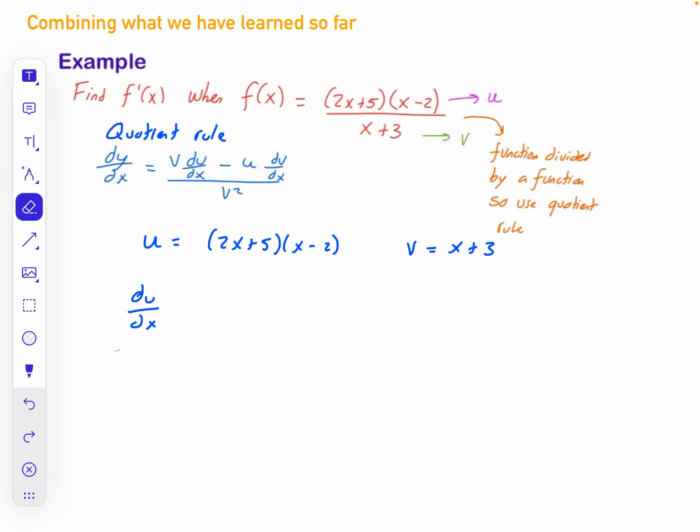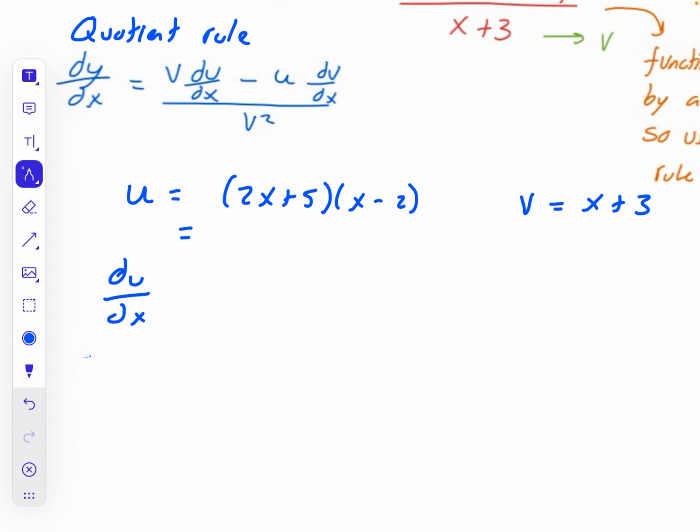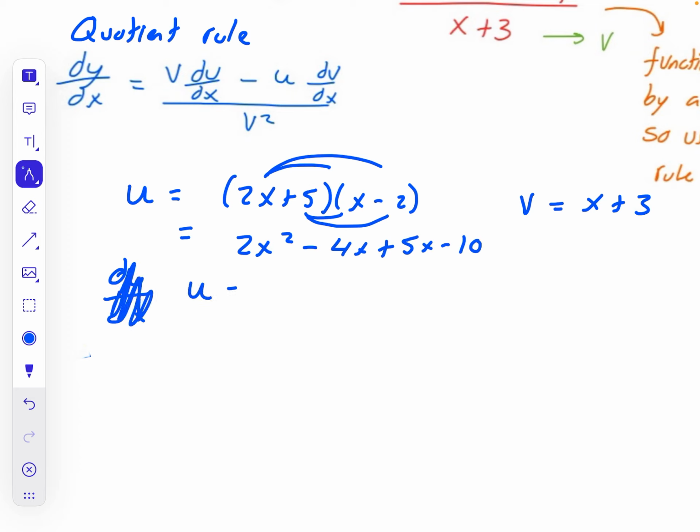So this is actually a fairly straightforward multiplication. So I'm actually going to multiply that out. So what I'm going to do is instead of writing it as the brackets, I'm going to write it as 2x squared minus 4x plus 5x minus 10. So I can say, for a second, that u is equal to 2x squared plus 1x minus 10. I haven't changed that u at all.